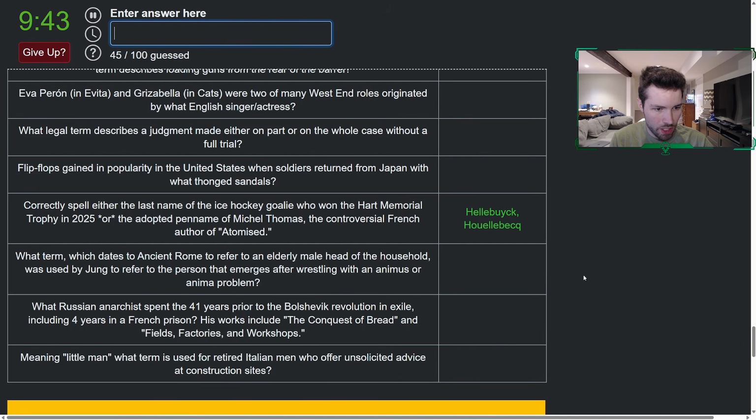Okay. What Russian anarchist spent the 41 years prior to the Bolshevik Revolution in exile, including 4 years in a French prison? His works include The Conquest of Bread and Fields, Factories, and Workshops. Seems very difficult. I don't know. Meaning little man. What term is used for retired Italian men who offer unsolicited advice at construction sites? What? Uomo piccolo. Piccolo uomo. Okay, I don't know.